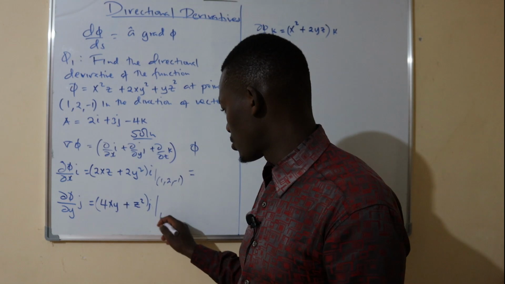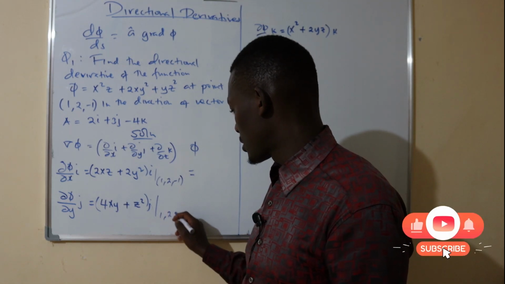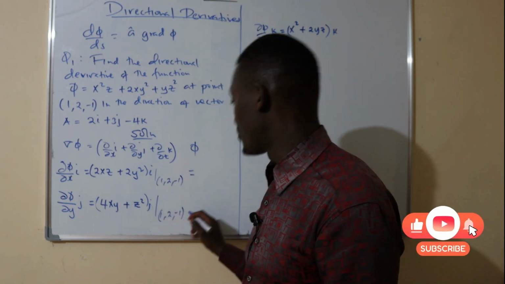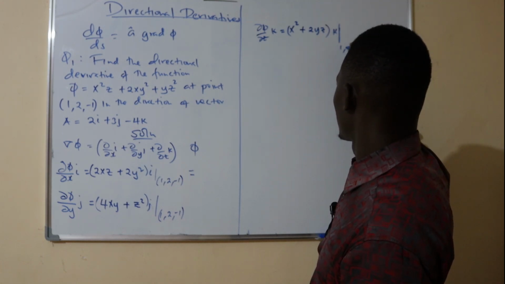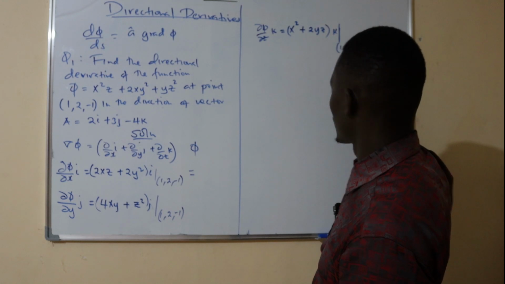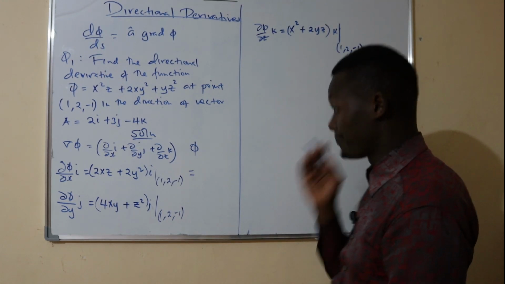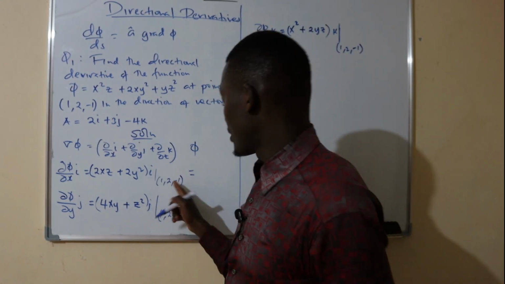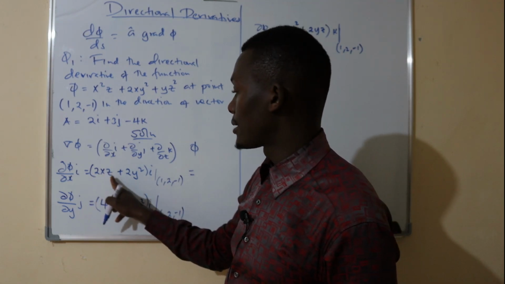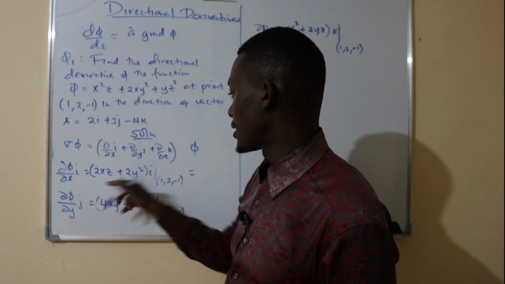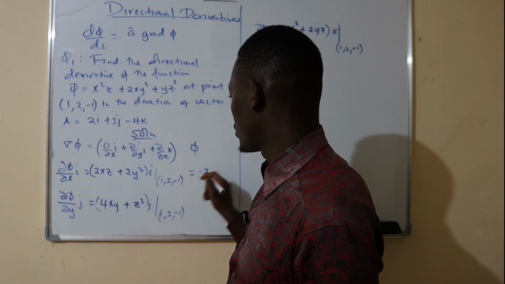Also here at the point (1, 2, -1), what will be my value? And the same here at the point (1, 2, -1). So what will be my value by the end of the day? You can just do it together. So we have 2 times 1, right? Then times negative 1. 2 times 1 times negative 1 gives us negative 2.